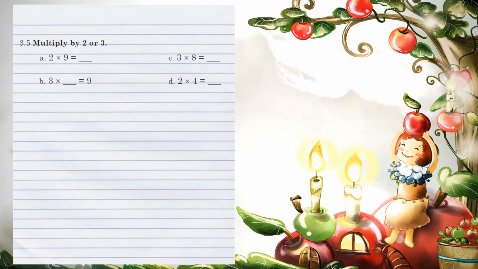Unit 3.5. Multiplying by 2 or 3. Let's look at example A. 2 times 9. 9 groups of 2. 2, 4, 6, 8. Start your pattern, continue your pattern 9 times to get an answer of 18.